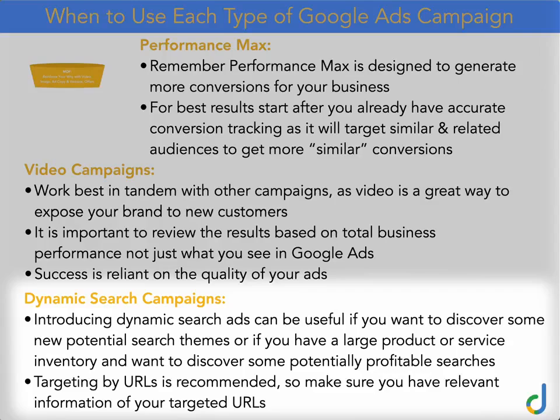What you can do is create a dynamic search campaign targeting the core URLs. And then from there, you can just see, look, are there any of these product categories which pick up and get us sales? Now, for a service-based business, a great way that you can use dynamic search campaigns, once again, is to see if there's any other potential themes.